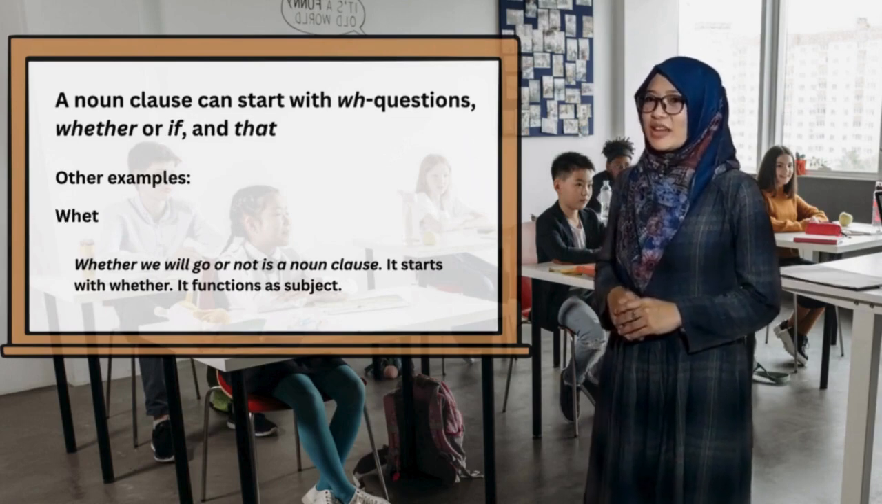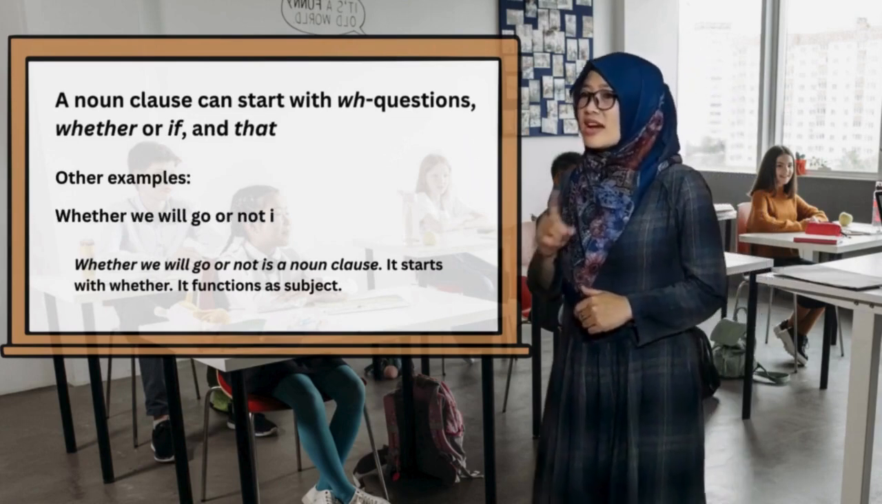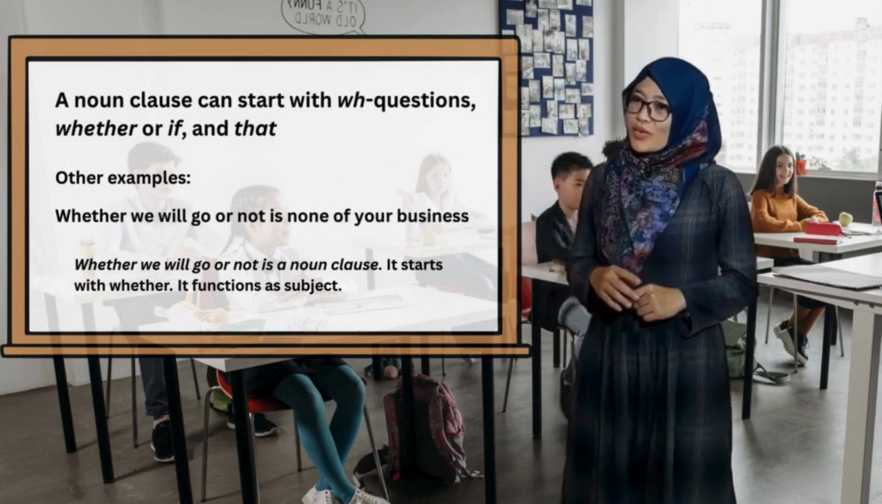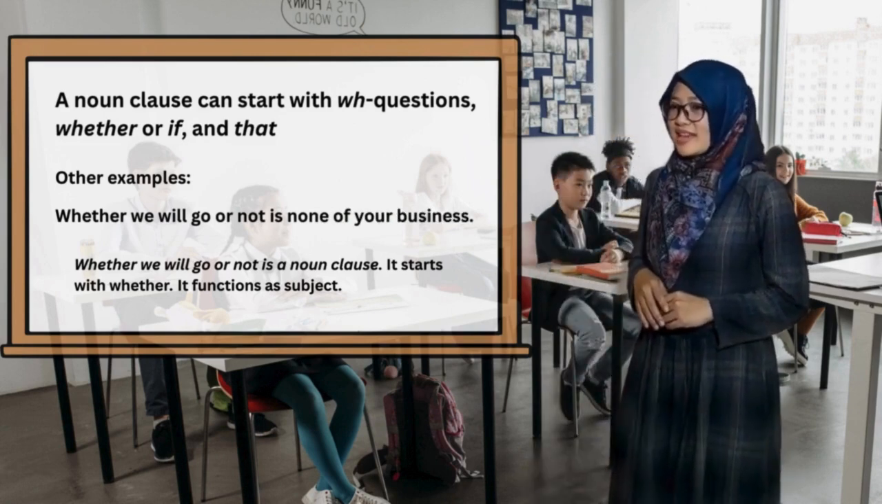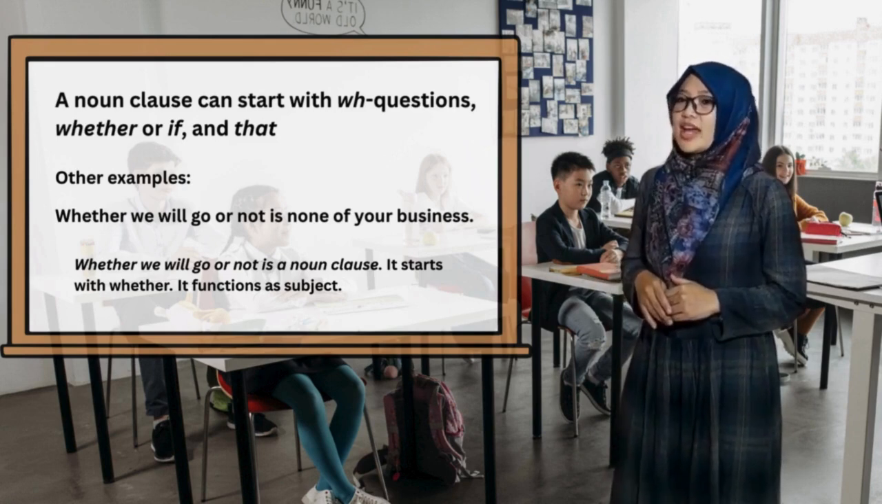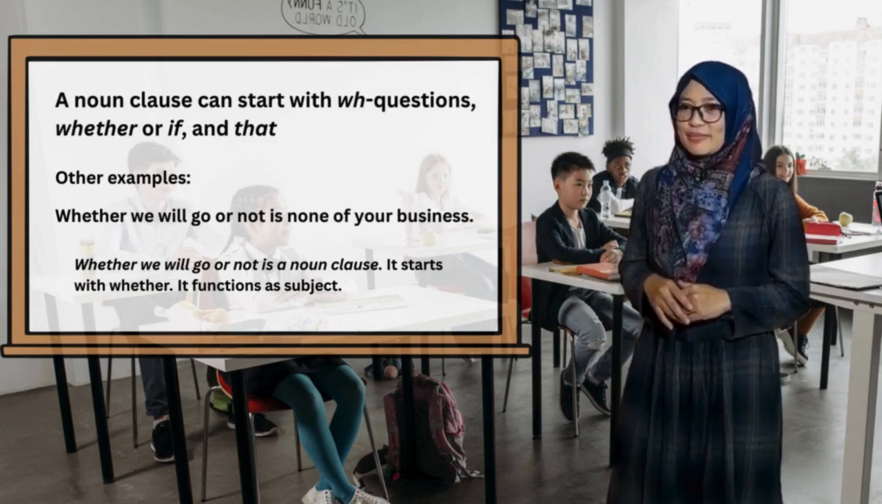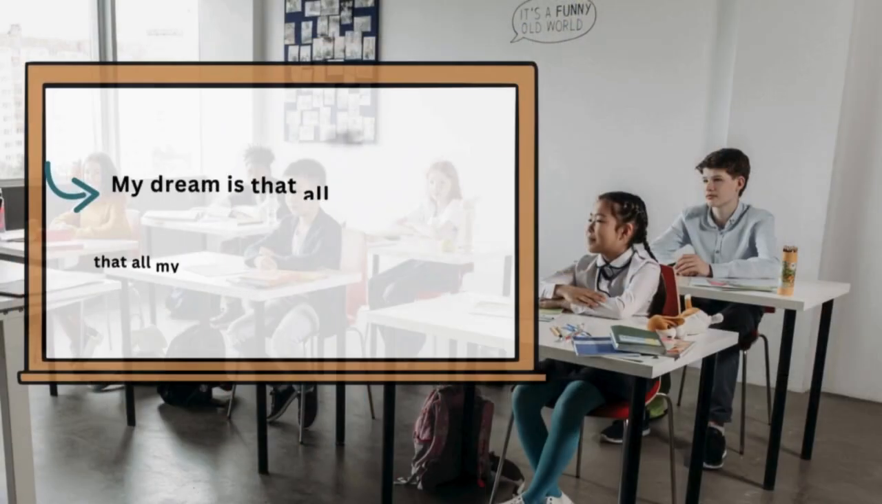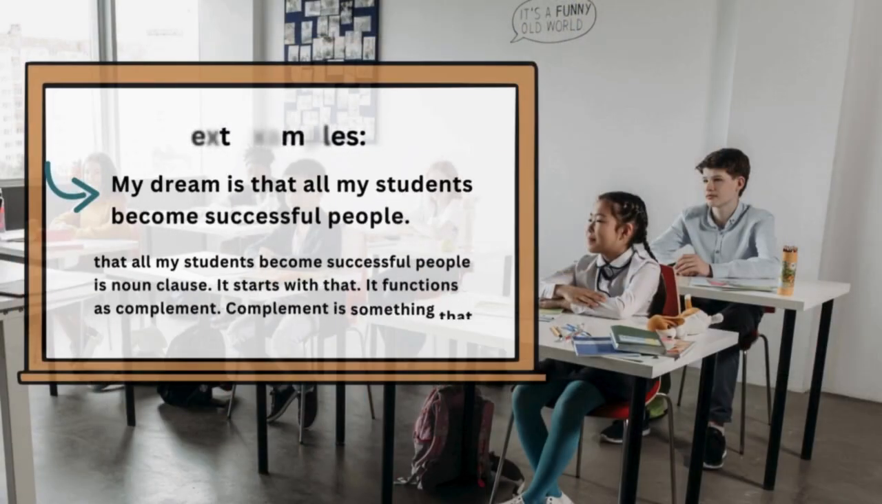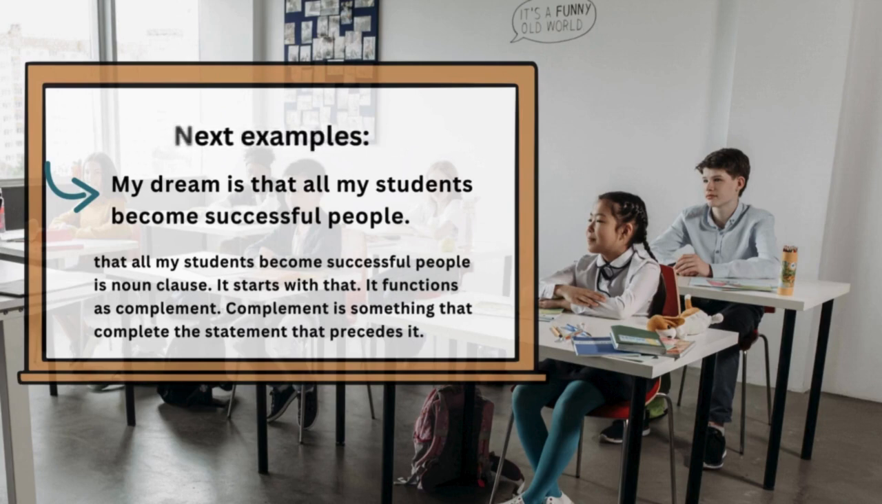Other examples. Whether we will go or not is none of your business. Whether we will go or not is a noun clause. It starts with whether and it functions as subject. Next examples. My dream is that all my students become successful people. That all my students become successful people is noun clause. It starts with that. It functions as complement. Complement is something that completes the statement that precedes it.